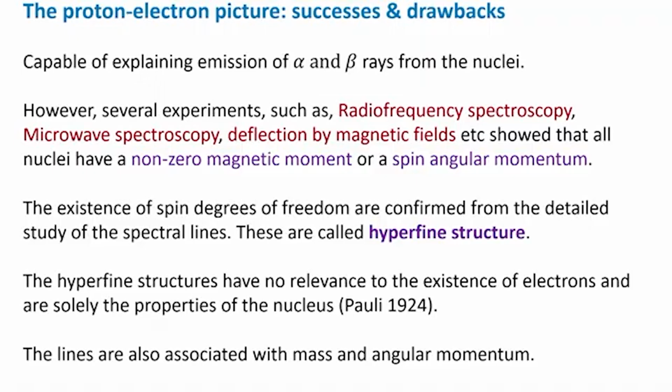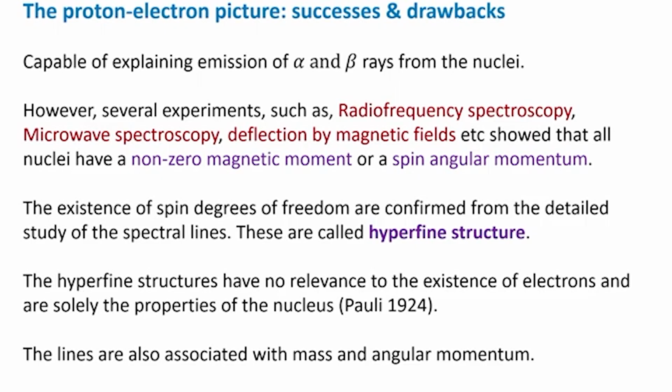and this is what Pauli had said in 1924, which means all these spectral lines or levels that you see have got nothing to do with electrons, but are purely from nuclear properties. Because they are nuclear properties and have got nothing to do with electronic properties, the electrons should not be the constituents of the nucleus. Okay. And these hyperfine lines are also associated with mass and angular momentum.